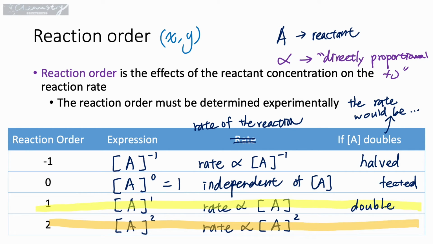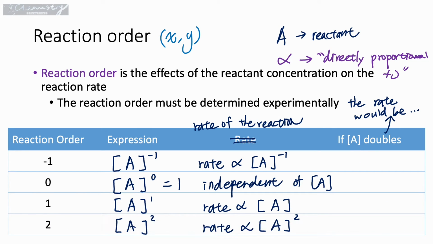Okay. Let me just rewrite this whole thing. Okay, that way it's cleaner. So it's going to be halved, no change, doubled, and quadrupled.